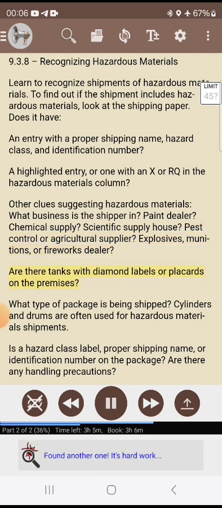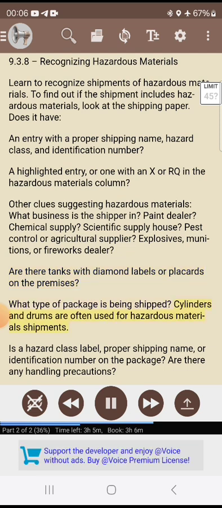Are there tanks with diamond labels or placards on the premises? What type of package is being shipped? Cylinders and drums are often used for hazardous materials shipments. Is a hazard class label, proper shipping name, or identification number on the package? Are there any handling precautions?